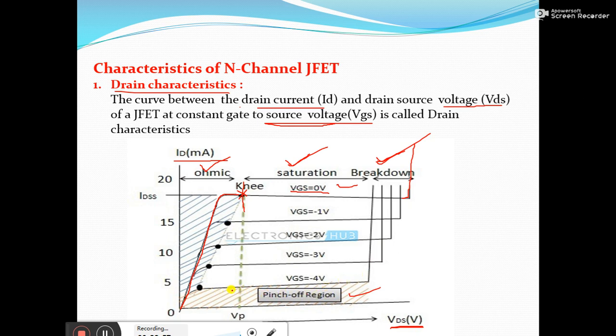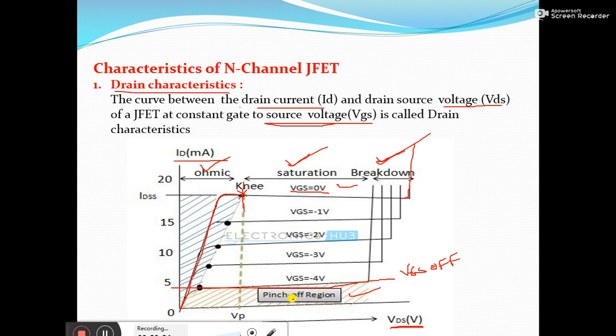Next and the last region is the pinch off region or cutoff region. This is the value of VGS at which ID is approximately 0, which is nothing but the cutoff voltage. You can see here the cutoff voltage is -4 volt. So this is the VGS off. If the value is increased in the negative direction beyond -4, you won't be getting any significant value of ID current.